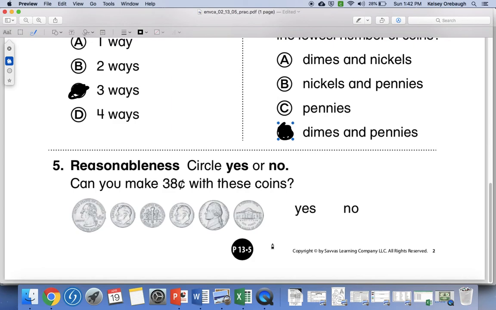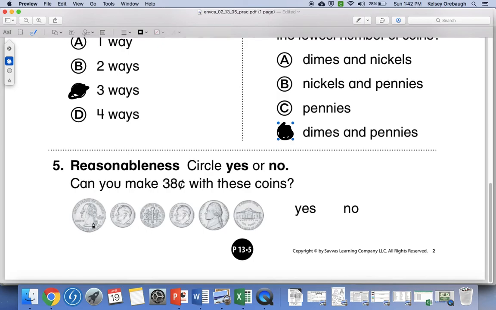And I'm going to give you a little hint here. We don't even need to add anything up here to answer this question. And you know why? Look at what the number 38 ends in. The ones place. In the ones place, there is an 8. I know that if I used any combinations of quarters, dimes, or nickels, my digit in the ones place would either be a 5 or a 0.